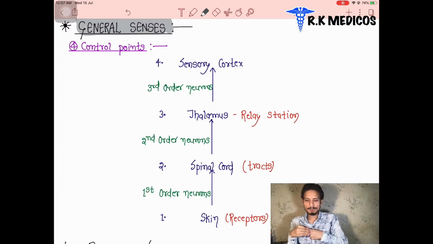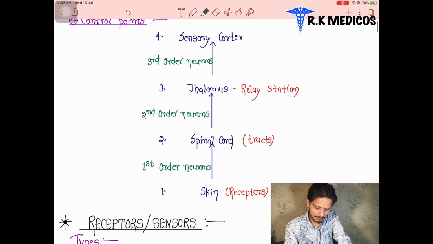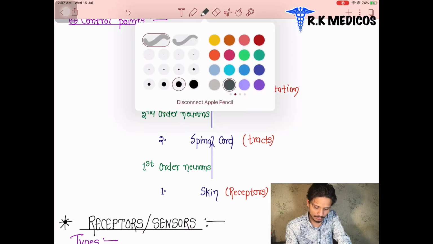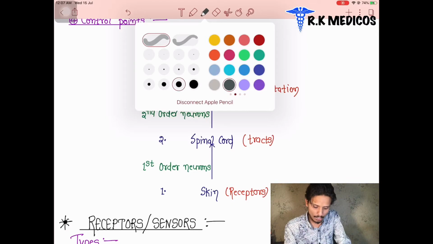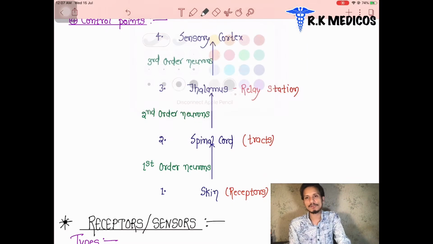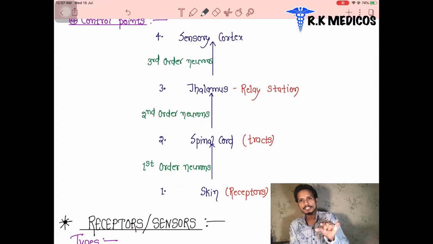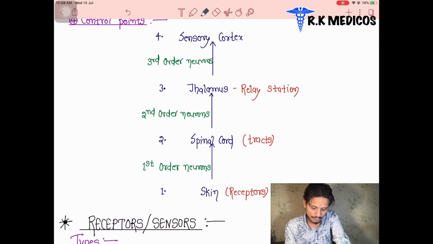After that they carry impulses and transfer the information. They move in our hand, then in our arm, and they reach the level of the spinal cord. All this transmission of impulses from the receptor in our hand to the spinal cord is called the first order neuron. What does first order neuron mean? It means they carry information from the receptor for the first time and send it to the spinal cord. That one is the first order neuron.